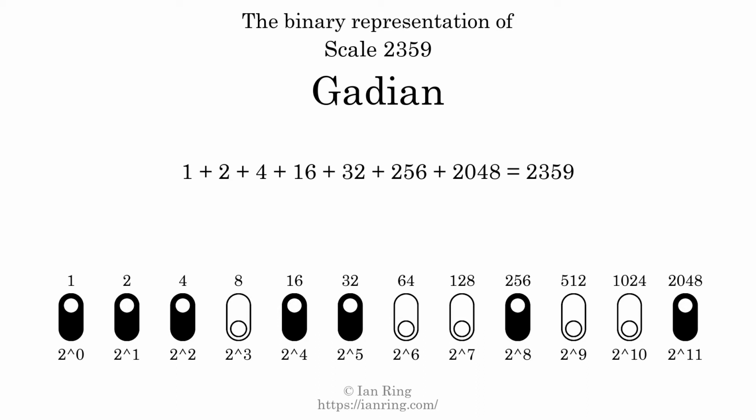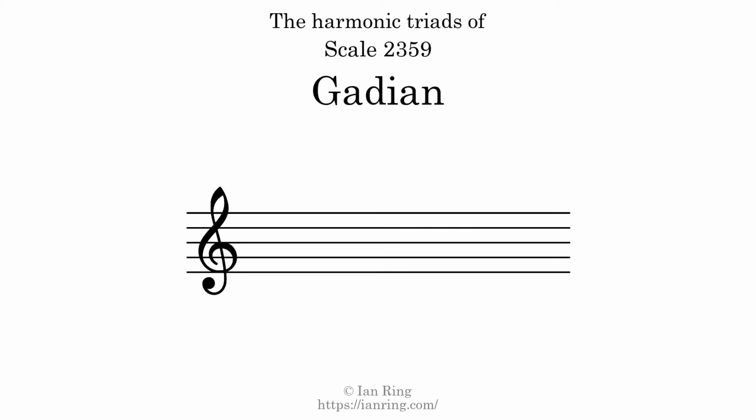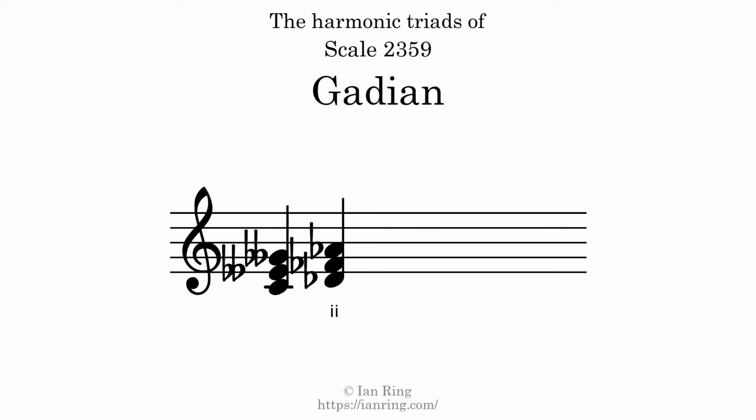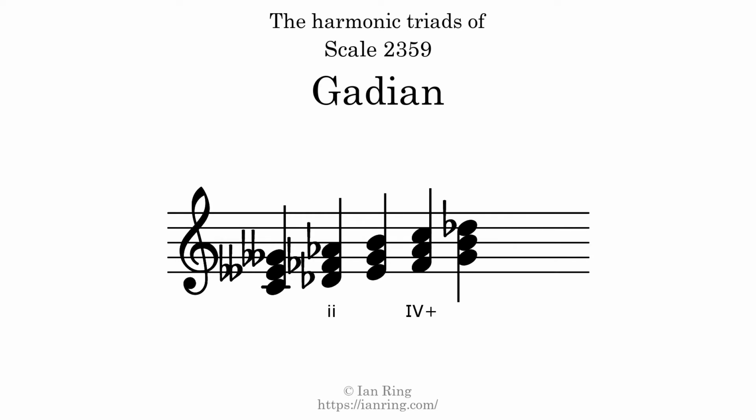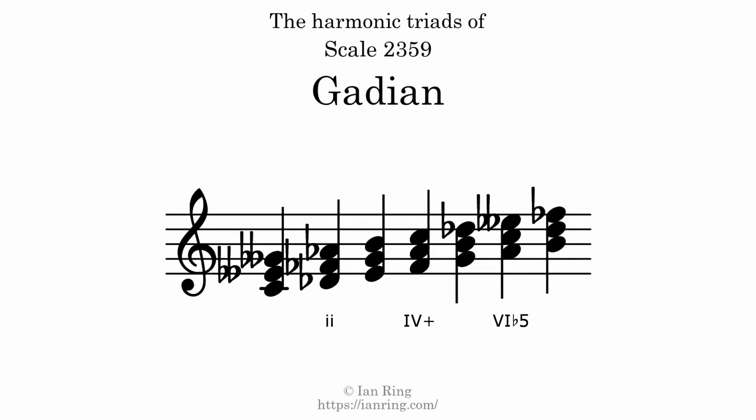2359. The scale number not only enumerates the scale with a unique index, but it also literally describes the tonal content of the scale. Represented as a binary number in base 2, the scale number is 1001001101111. Here are the harmonic triads present in this scale. Unnamed, minor, unnamed, augmented, unnamed, major flat 5, unnamed.